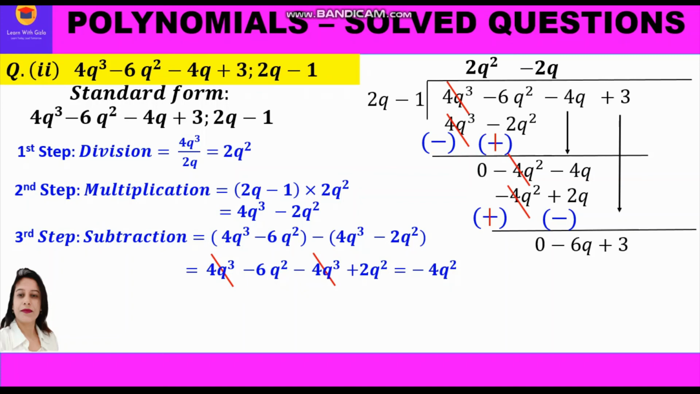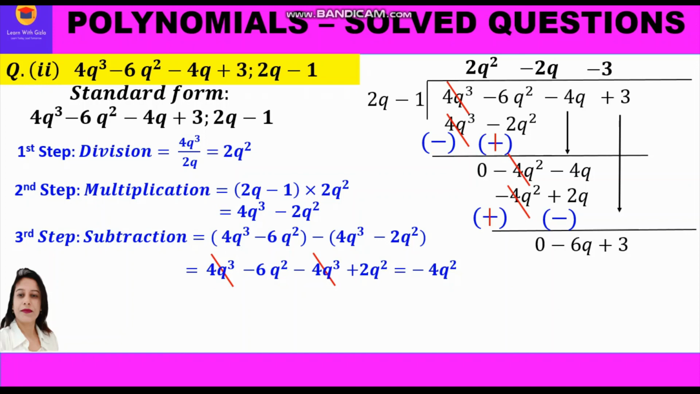Now this is the new dividend which we have to solve using the three steps. So the first step is division. We shall divide minus 6q by 2q and we shall get minus 3. That is our new quotient which we will write on the top. Another way of getting minus 3 is to think of what number should be multiplied by 2q to get minus 6q. So the answer is minus 3. That way also we can obtain this quotient of minus 3.